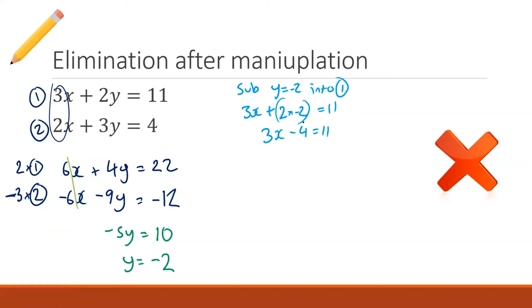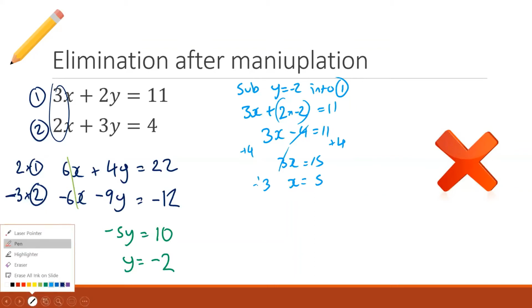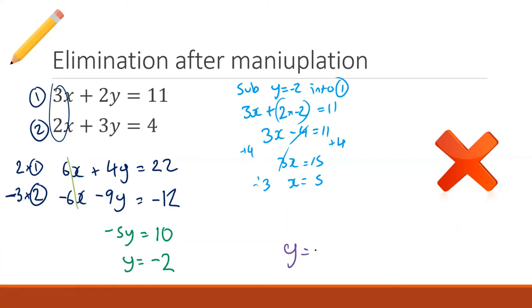Okay. Add 4 to both sides. 3x equals 15. Divide both sides by 3, x equals 5. So that gives us the two variables here: y equals -2, x equals 5. This requires a lot less work than the other one. And that's because we dealt with it like this.